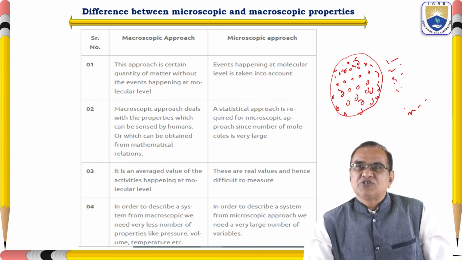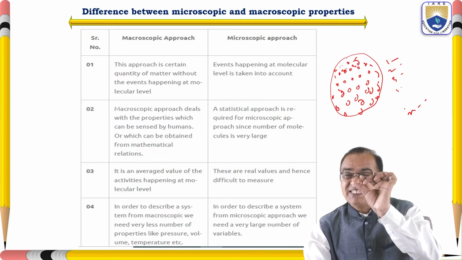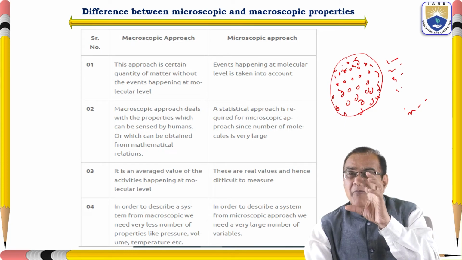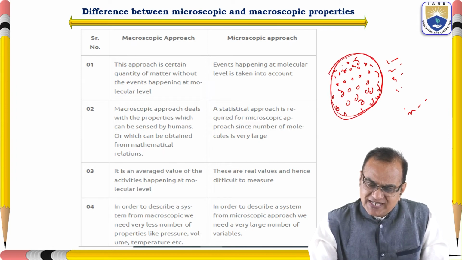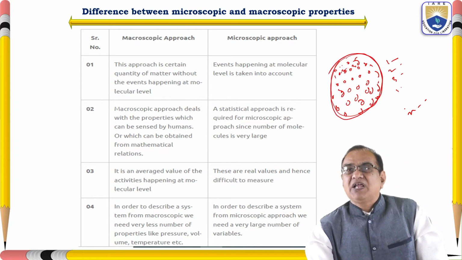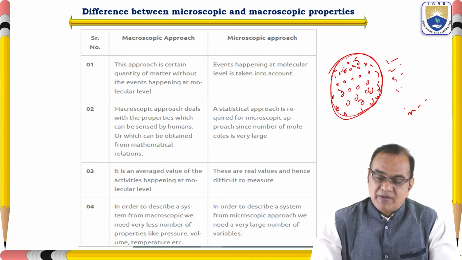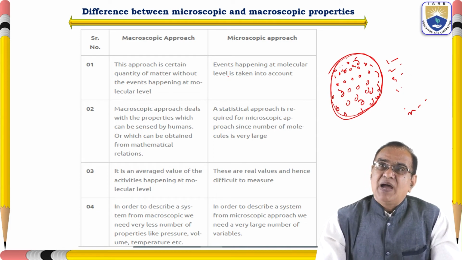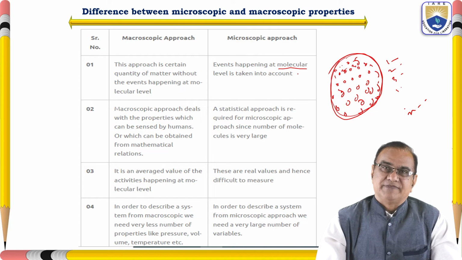In this macroscopic approach, we consider a certain quantity of matter without the events happening at molecular level. We are not considering what each and every molecule is doing. We are not concerned. In total, inside this system, what is the net pressure, what is the net temperature, and what is the net specific volume, that is our concern. But if you talk about the microscopic, for each molecule, what is the speed, what is the kinetic energy, what is the pressure, everything we have to understand.